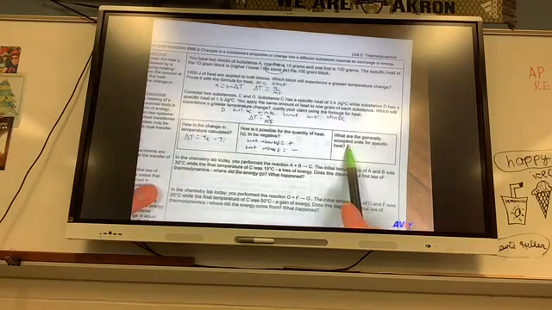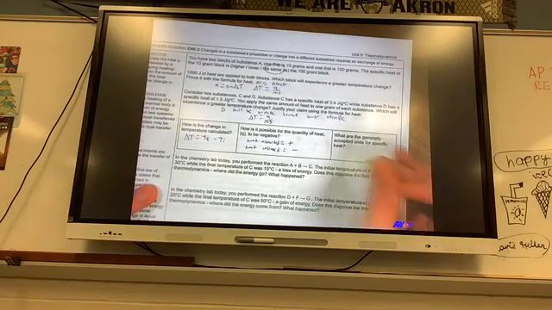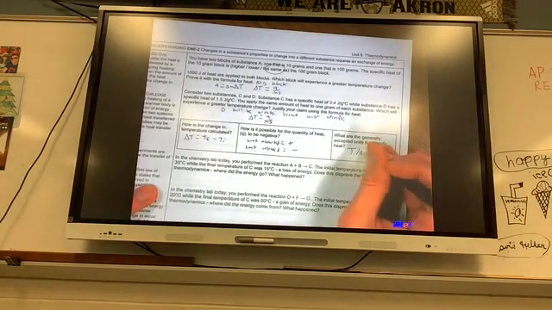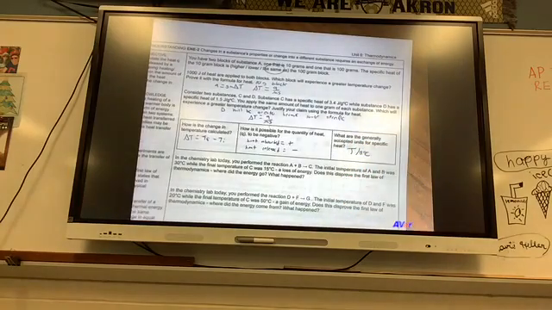What are generally accepted units for specific heat? Usually joules per gram degrees Celsius. And then sometimes they'll have you do like the heat of solution. It's all the same thing. If it's heat of solution, they're going to give you a solution. They will give you the heat of solution most of the time.